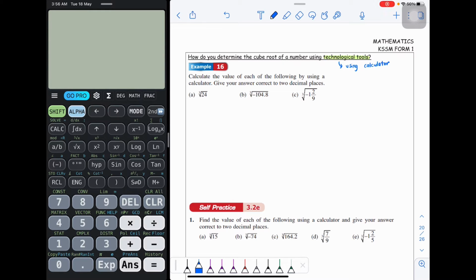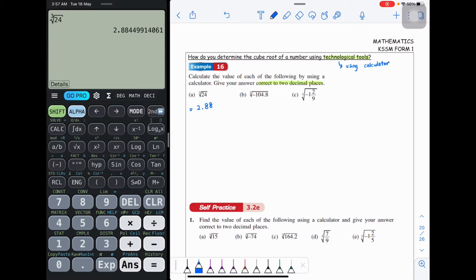Okay, now let's input the cube root of 24. What do we get? So press shift, this one, and then put in the value 24, and then we change the number into decimals. We're going to have 2.88 something something something. Because the question asks us to give our answer correct to 2 decimal places, therefore we just take 2.88.